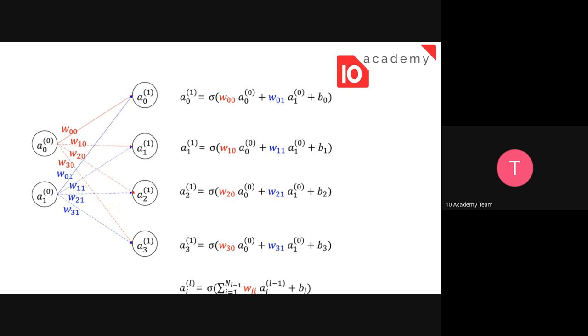And this will continue. If we have two features here, maybe if we're going to decide like this or that, then we're going to have two nodes here, right? And then we're going to make a connection between this node and the other node, just the same as this one.